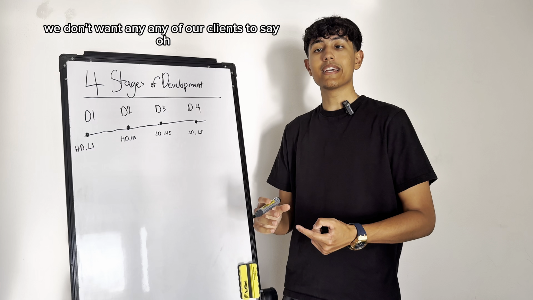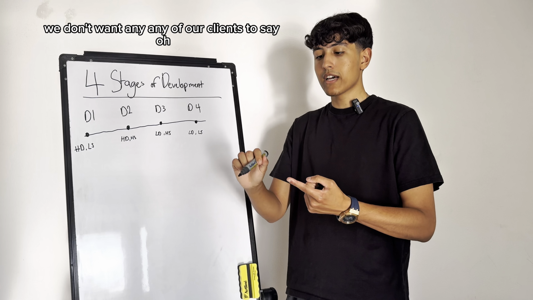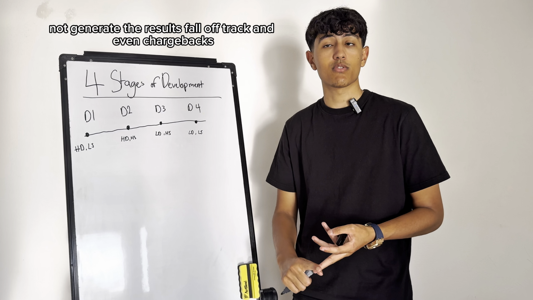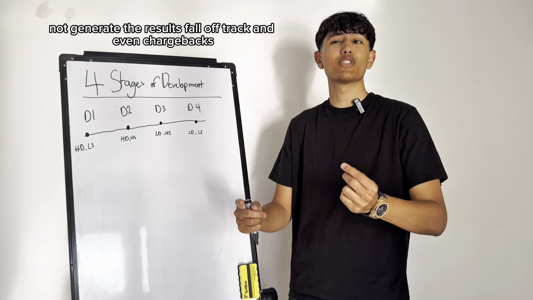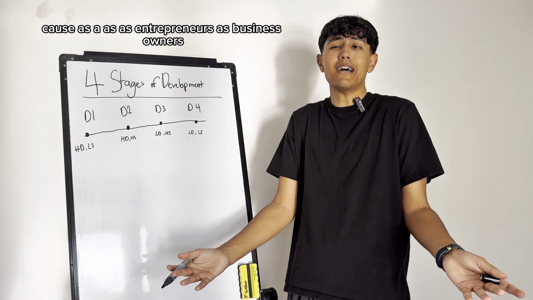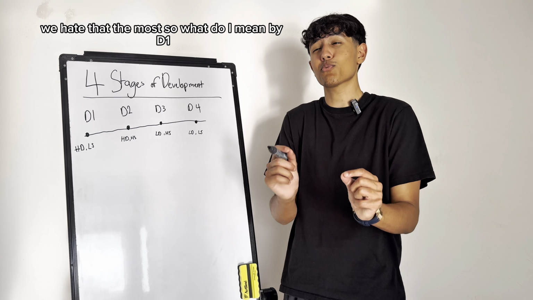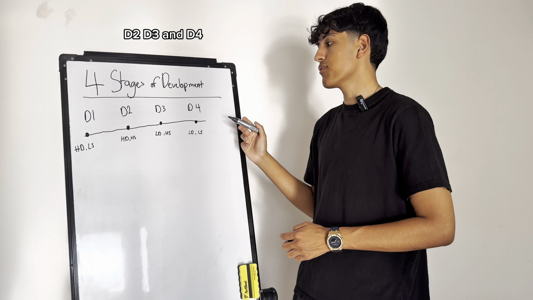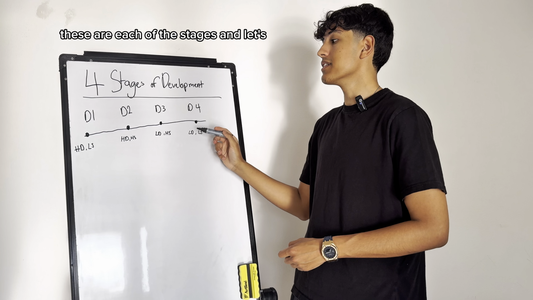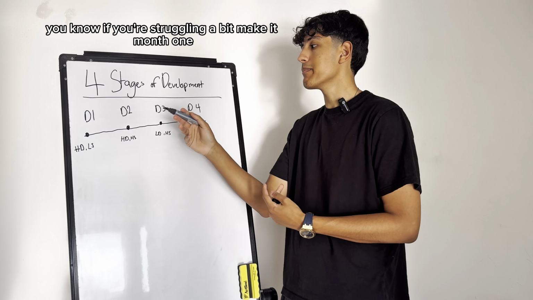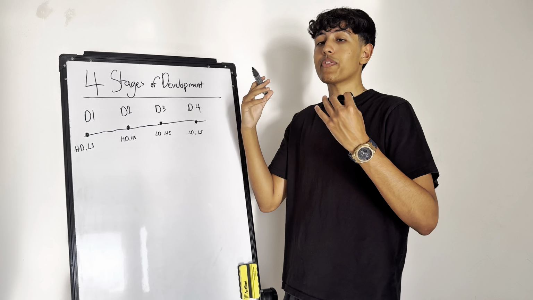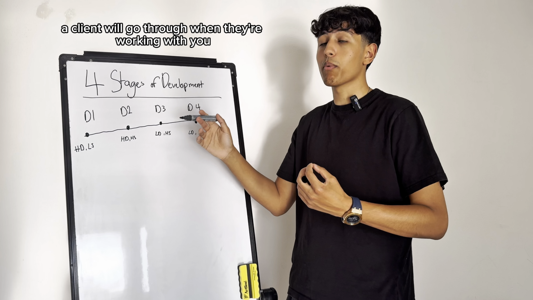Ultimately, we want our clients to follow through this process with ease. We don't want any of our clients to say, oh, your solution isn't working for me, not generate the results, fall off track, and even chargebacks, because as entrepreneurs and business owners, we hate that the most. So what do I mean by D1, D2, D3, and D4? These are each of the stages, and if you're struggling a bit, make it month 1, month 2, month 3, month 4. This is what a client will go through when they're working with you.